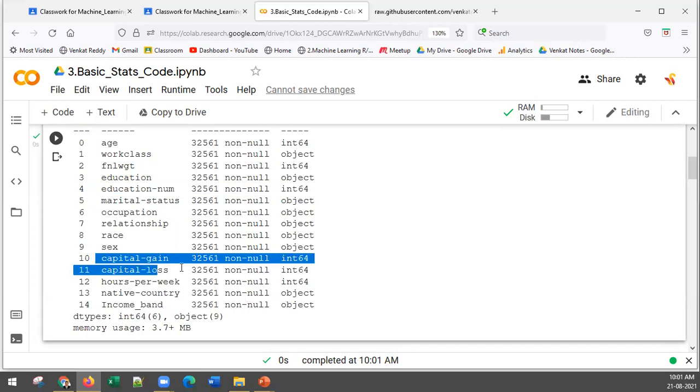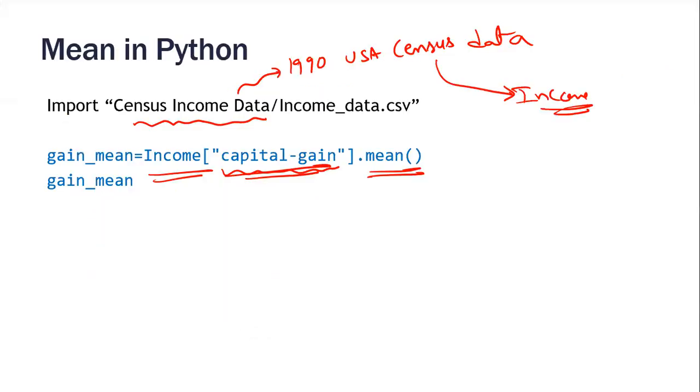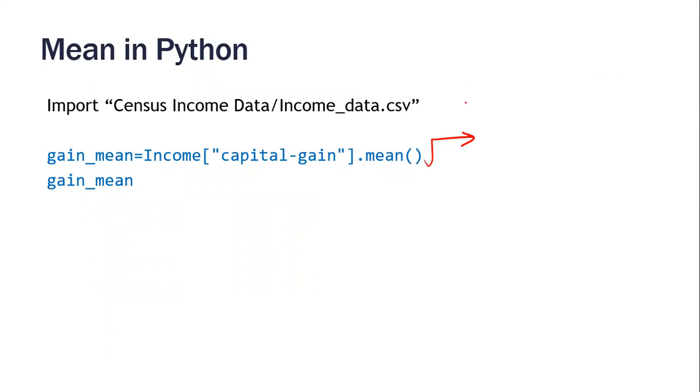Can you see the column capital gain here? What I want you to do is calculate the mean of capital gain and let me know. So tell me the mean of capital gain. What is the mean of capital gain? I want everyone to respond. 1077.64. Check that out. Is that correct? Let's wait for others to complete this.